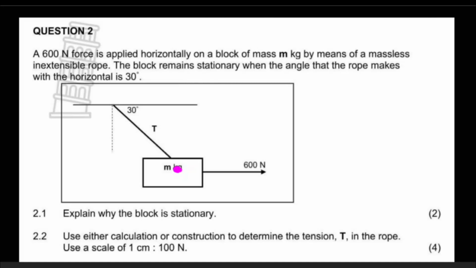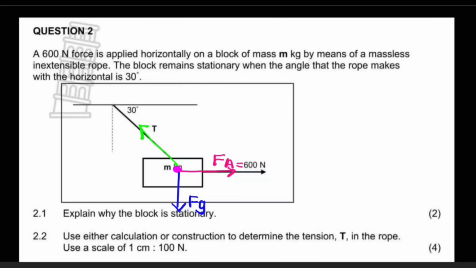Since it has a mass, it will experience the force of gravity, which we know always acts downwards. There is a force applied of 600 newtons going to the right. And we also have tension at an angle. So these are the three forces that block m kgs will experience.